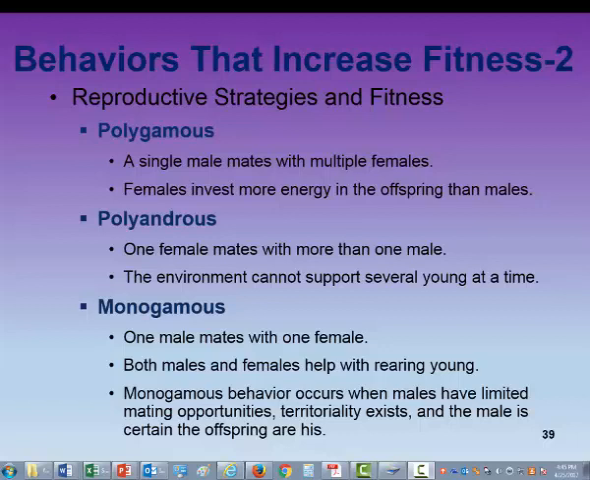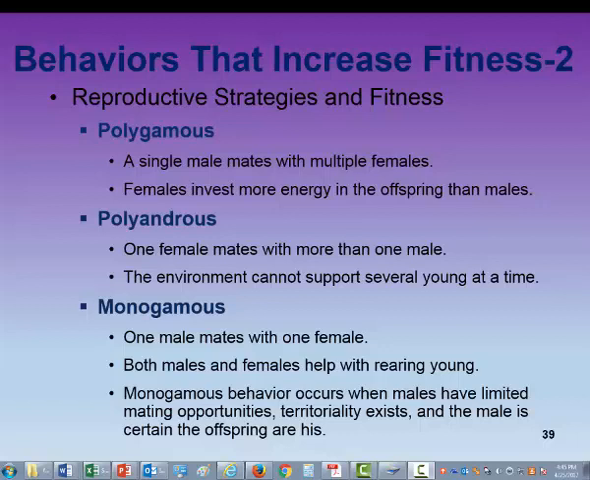Right now I've got owls in my garage that are doing this. There's a male and a female and the offspring. Polyandrous, the way I remember this one is poly means many, androus means Andes, guys. So many guys, so more than one male, the female's mating with more than one male.